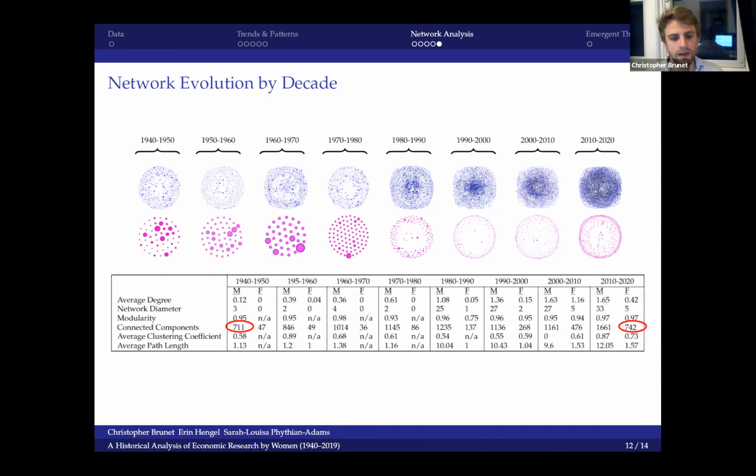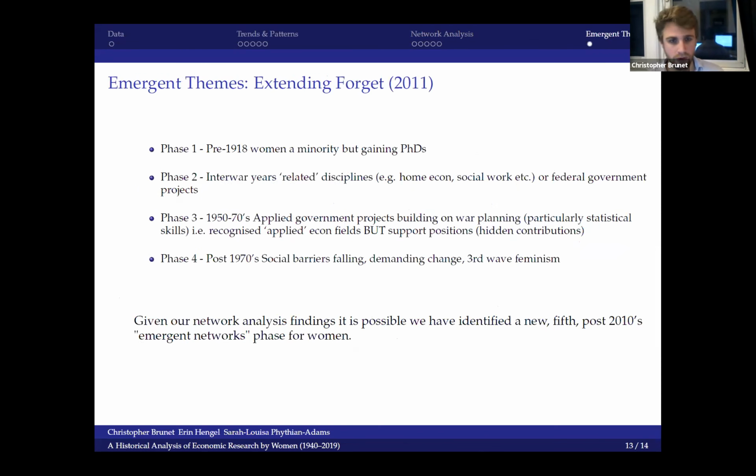So that's a quantitative look at the networks. But if we now turn to a qualitative look, in our paper, we talked a little bit about another paper by Evelyn Forget, which was written in 2011. This is a paper that describes the 4 phases that women have gone through in the economics discipline over the past century. Phase 1 would be before 1918, when women were a minority and just started to gain PhDs for the first time.